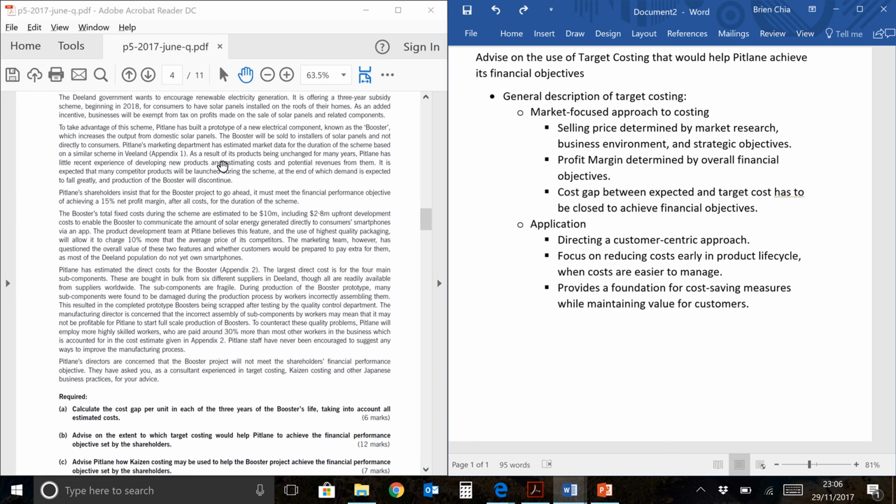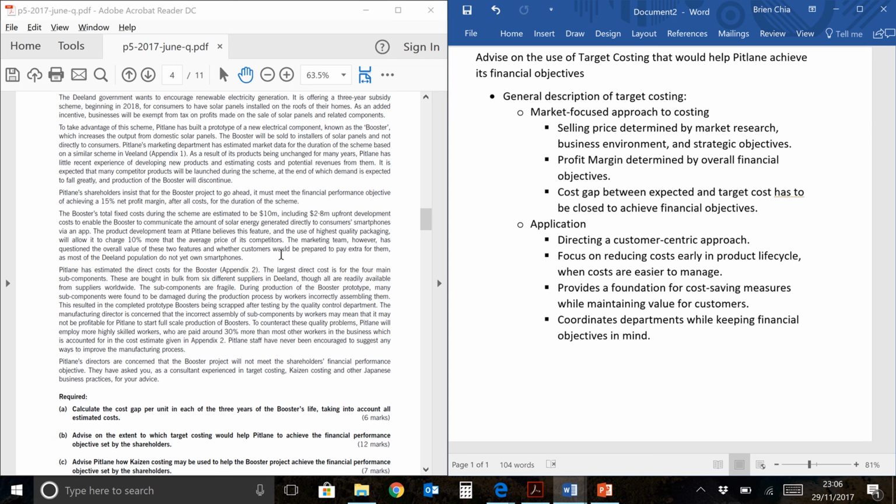Now, earlier here, it says that the booster will be sold to installers of solar panels and not directly to consumers. So if you're doing a B2B business, you're selling to another business rather than to a final consumer, then packaging might not be such an important thing. If you're selling to a final consumer, like maybe Apple selling iPhones, then probably packaging is part of the user experience. But if you're selling to a reseller, you might not need to have a beautiful box.